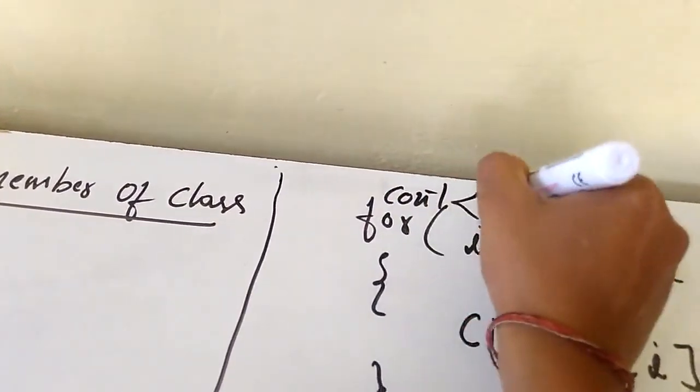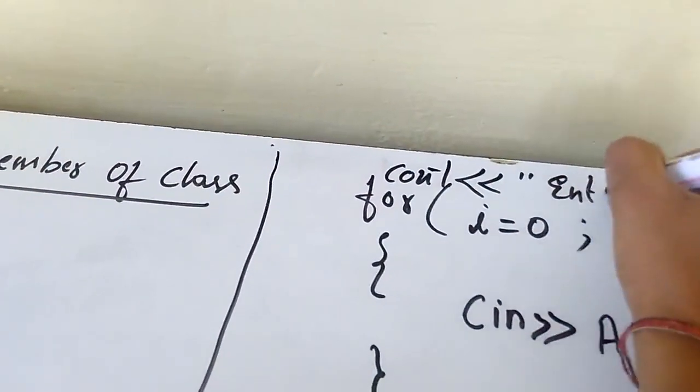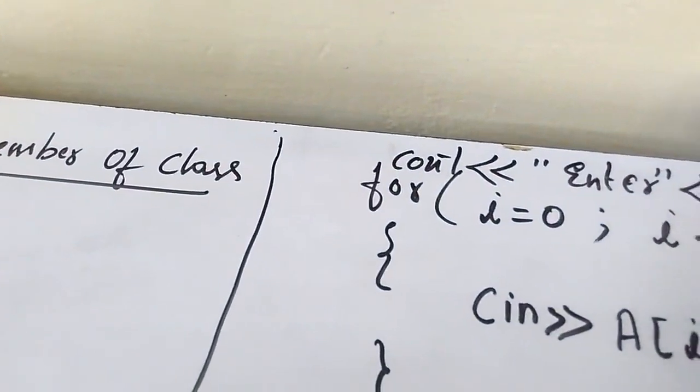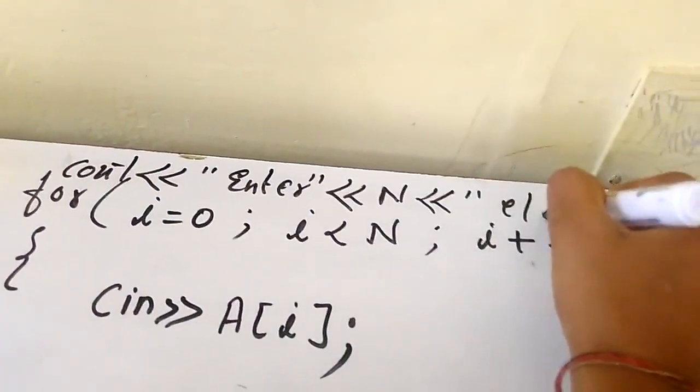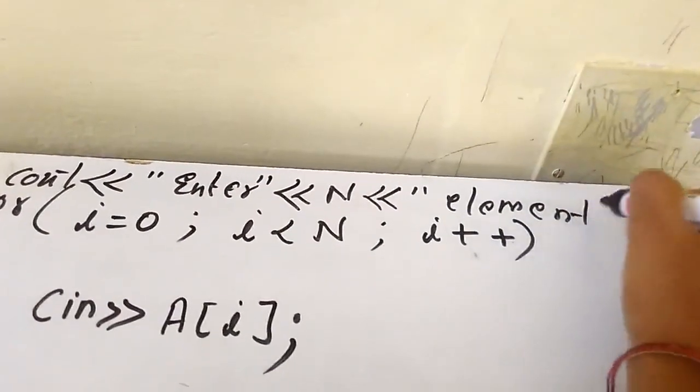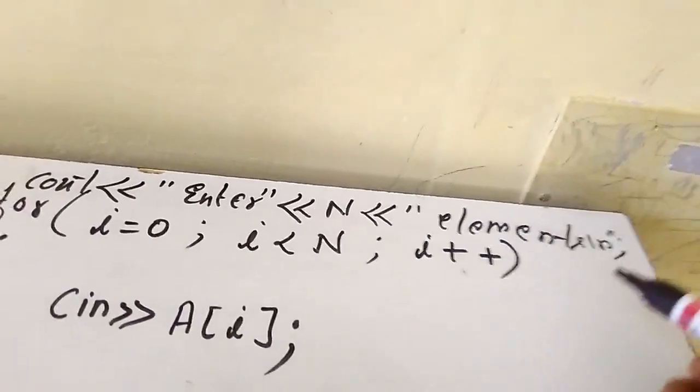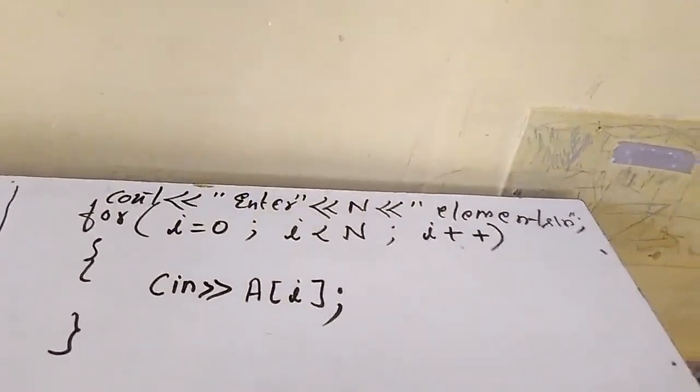Cout, enter n elements. How many elements do you want to insert? It would be in n. For how many elements, if 5, then 5 is in n.